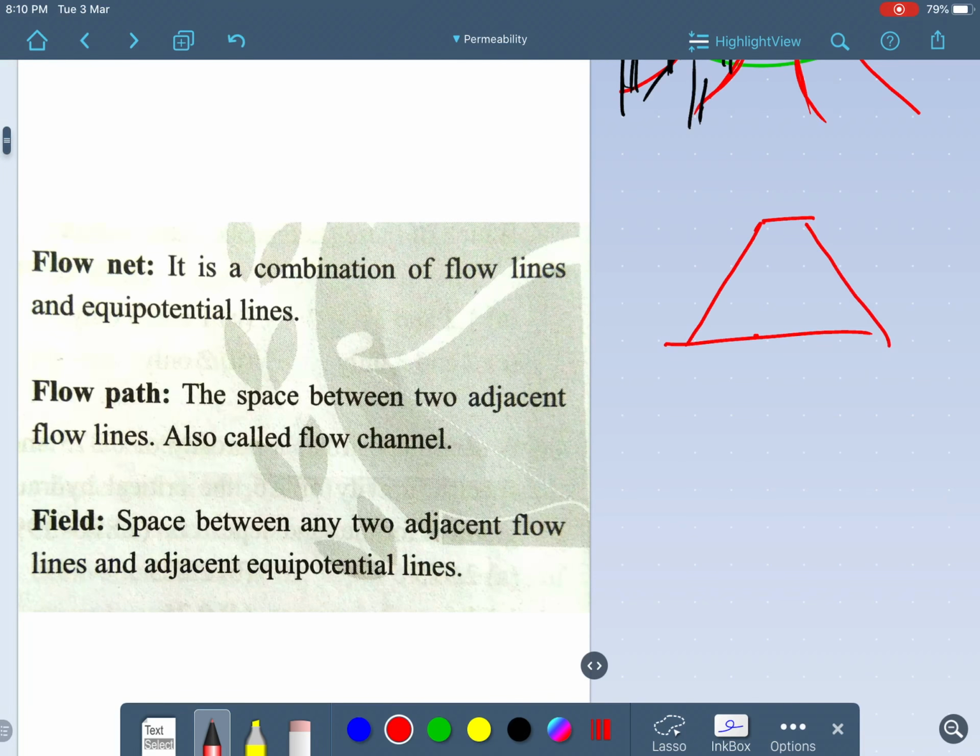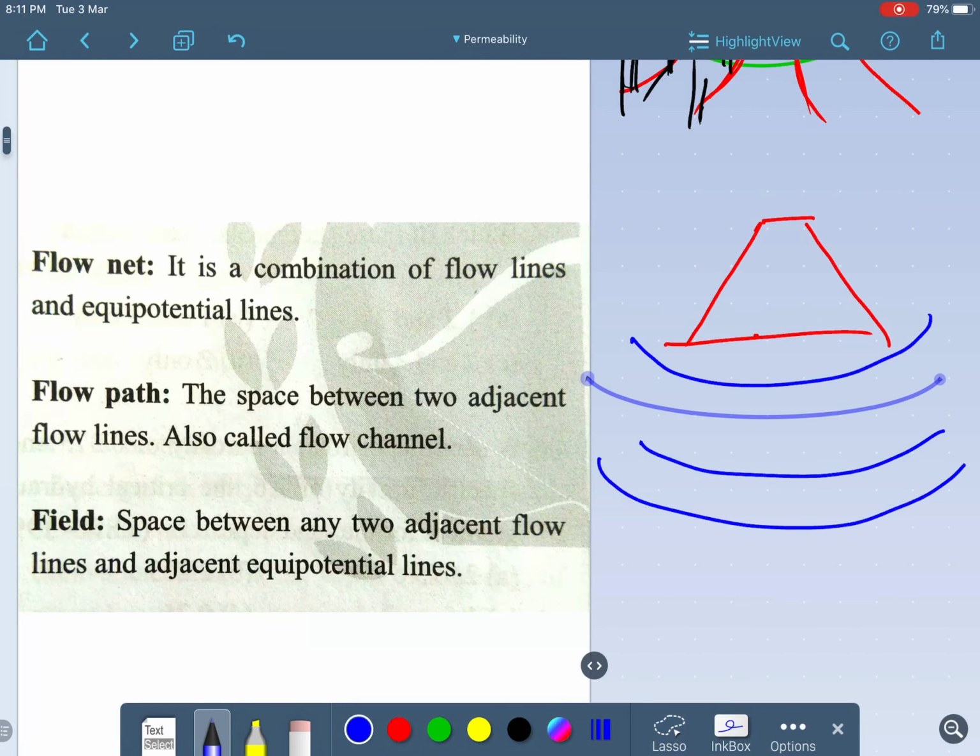Next, what is a flow channel? I'll just show you. If I am drawing flow lines here, the space between two adjacent flow lines is called a flow channel. See, this is one flow channel, this is another flow channel, another, and another. There are 4 flow channels. A flow channel is nothing but the space between two adjacent flow lines.